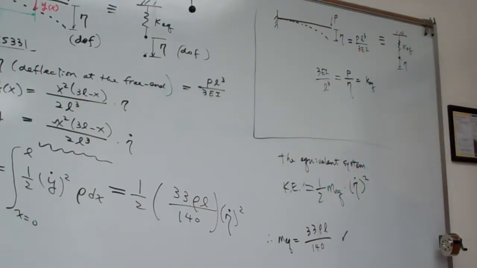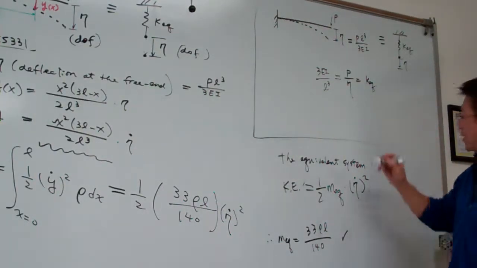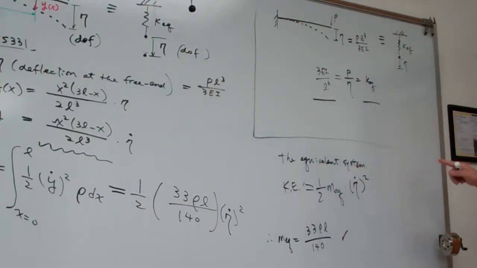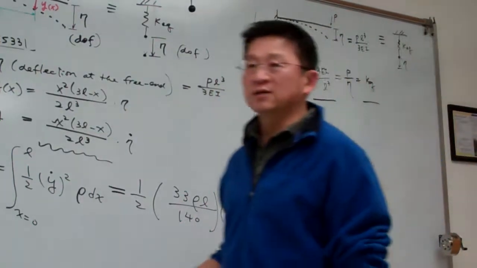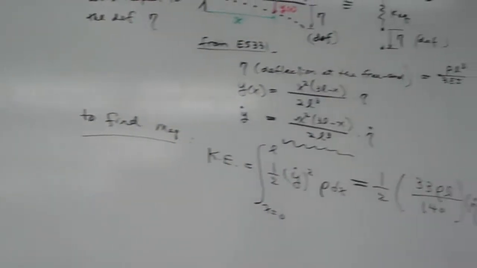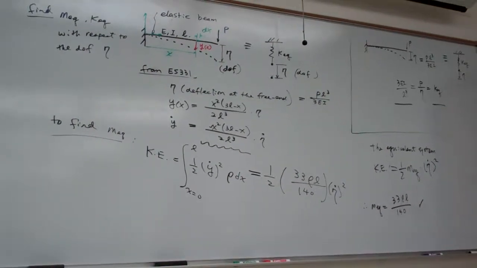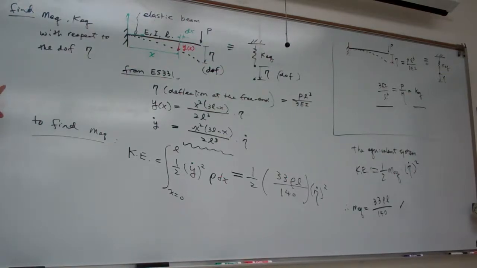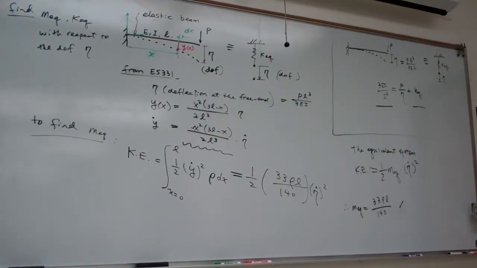Are we good? So from here we have the MEQ and we also have the KEQ. I will keep this for a little bit more, and then we will talk about the natural frequencies. That is the illustration of a more rigorous example, summarizing what we have learned about equivalent mass and equivalent spring constant.